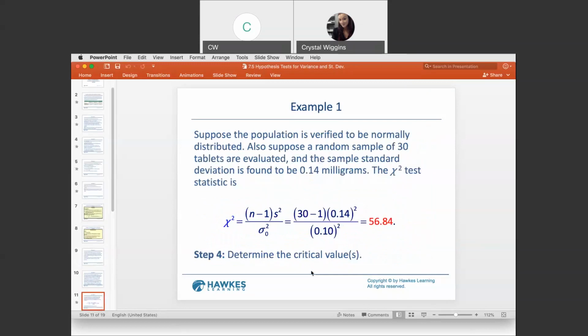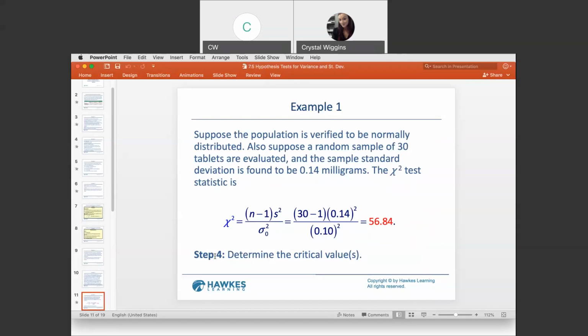Suppose the population is verified to be normally distributed. Also, suppose the random sample of 30 tablets is evaluated and the standard deviation is found to be 0.14 milligrams for those 30 tablets. The chi-squared test statistic is as follows. We calculate chi-squared by taking 30 minus 1, times s squared, which is the variance, so we take 0.14 of the sample and square it, and divide it by the hypothesized variance, which is 0.1 squared. Our chi-squared statistic comes out to be 56.84.